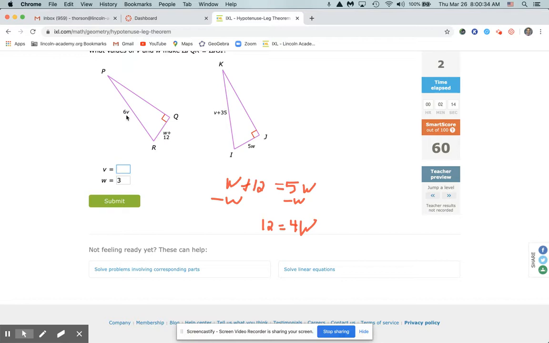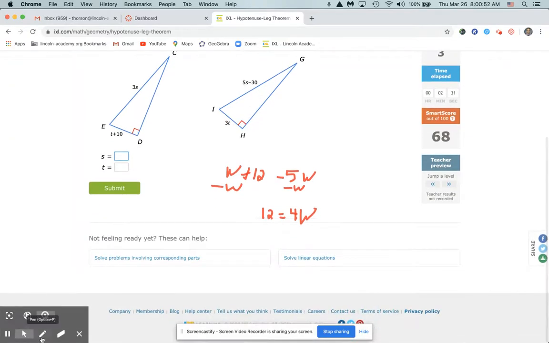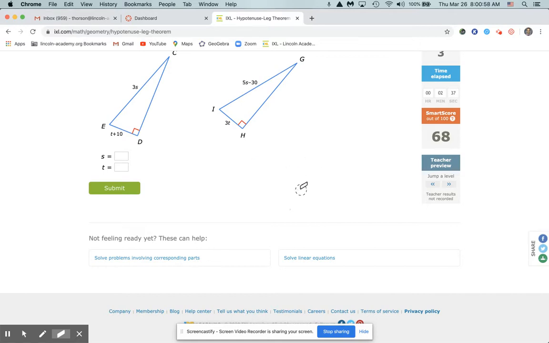Again, something very similar up here with 6V equals V plus 35. Since this is the hypotenuse and hypotenuse, they're corresponding and they're congruent. So I minus the V over, that's 5V, divide by 5, we find out V is 7. Right? So again, just be a little careful when it comes to the latter ones that you set up a simple equation, just set the corresponding sides equal and then solve for the given variable.